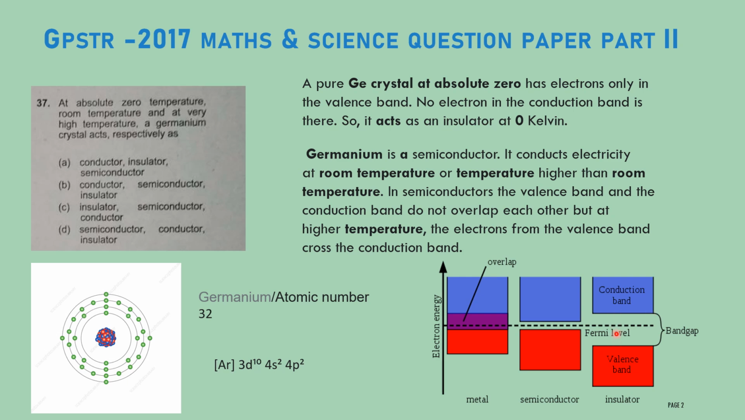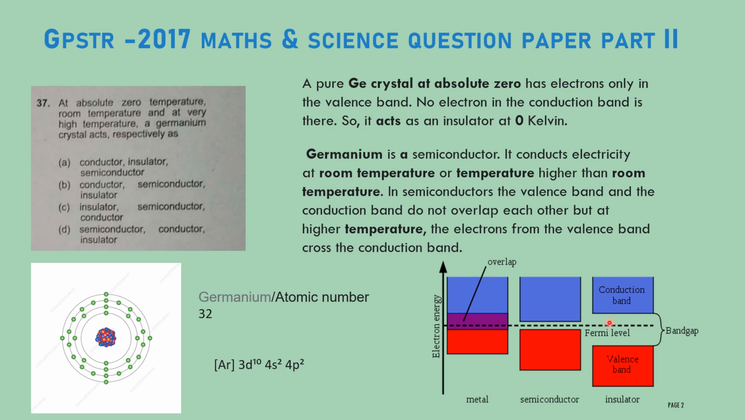One thing you can identify, there is a large gap between the valence band and conduction band. A pure germanium crystal at absolute zero has electrons only in the valence band. Already I explained, the electrons will not acquire any energy. They will remain in the valence band only. They will not come to the conduction band. There are no electrons in the conduction band. It acts as an insulator at 0 Kelvin. Therefore at 0 Kelvin, germanium will act as an insulator.